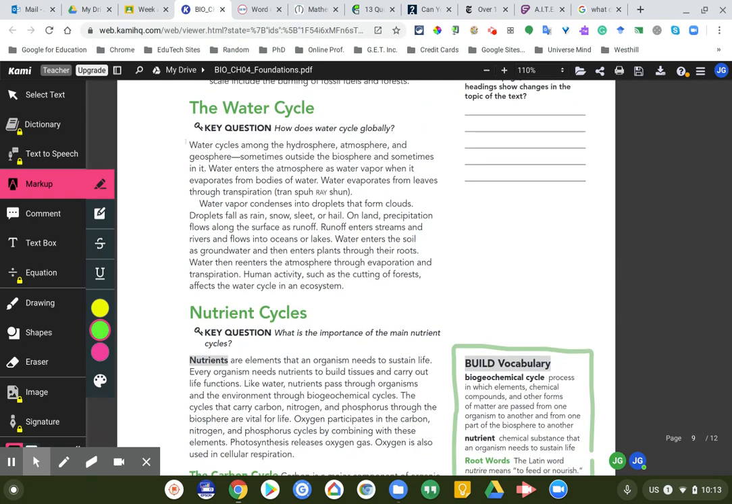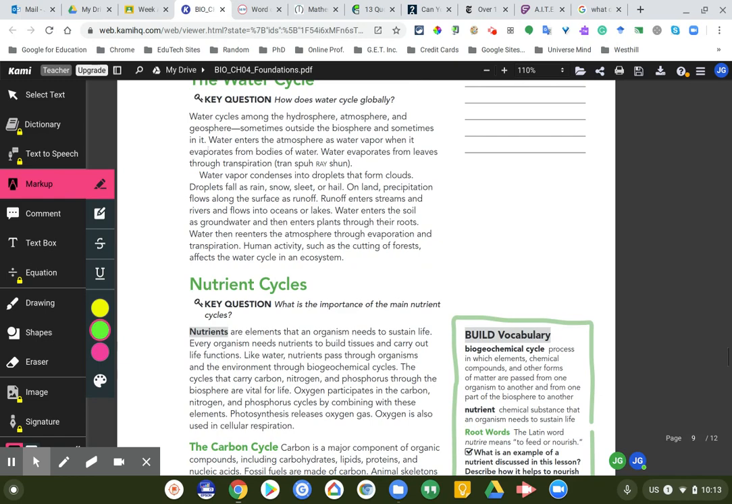Water cycles, the water cycle. Water cycles among the hydrosphere, atmosphere, and geosphere, sometimes outside the biosphere and sometimes in it. Water enters the atmosphere as water vapor when it evaporates from bodies of water. Water evaporates from leaves through transpiration. Water vapor condenses into droplets that form clouds. Droplets fall as rain, snow, sleet, or hail. Precipitation goes into runoff. Runoff enters streams and rivers and flows into oceans or lakes. Water enters the soil as groundwater and then enters plants through the roots. Okay, so this is a pretty important paragraph right here. This is how the water cycle works.